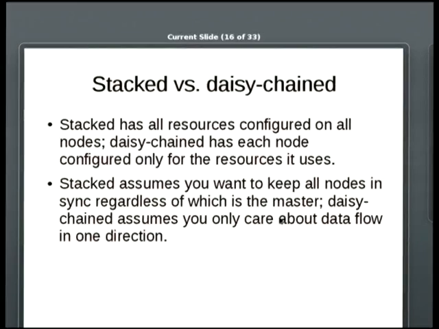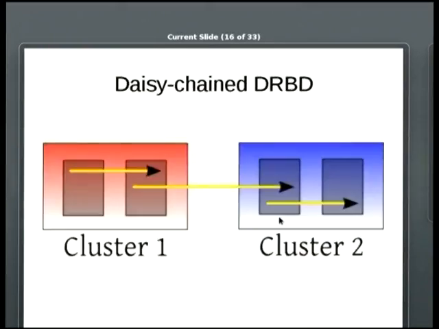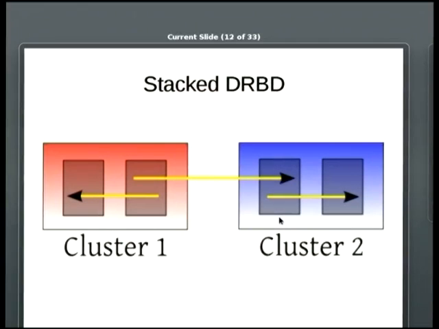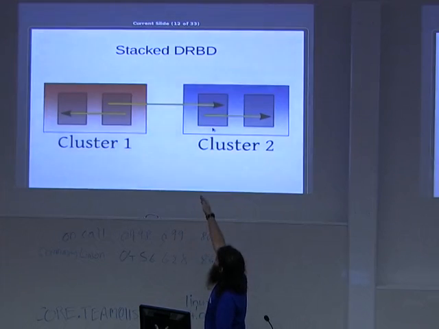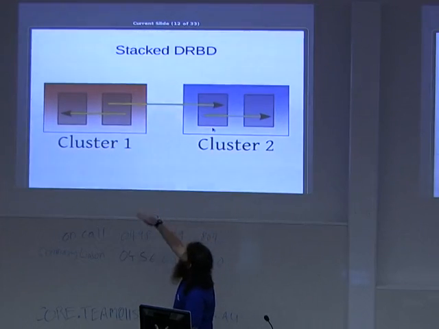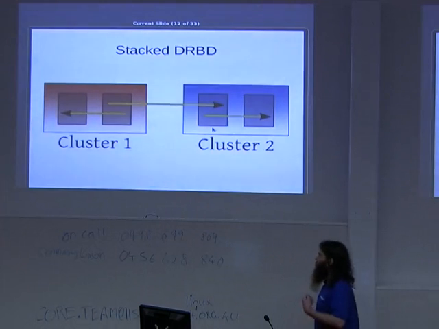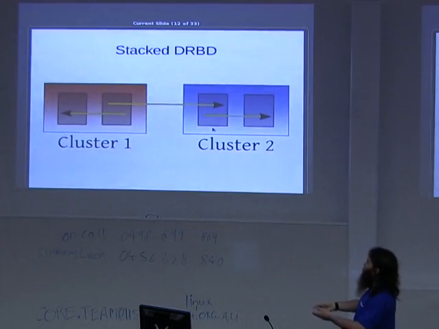Because they seem quite similar on the surface, I wanted to explain what I think the major defining differences are between these techniques. To begin with, a stacked configuration has all resources configured on all nodes. The reason for that is because cluster one's lower DRBD resource can flip around so that the left-hand node is the master, so every node needs to know that one or the other of those cluster one nodes, whichever one's the master for the lower resource, is then going to be the master for the upper one.